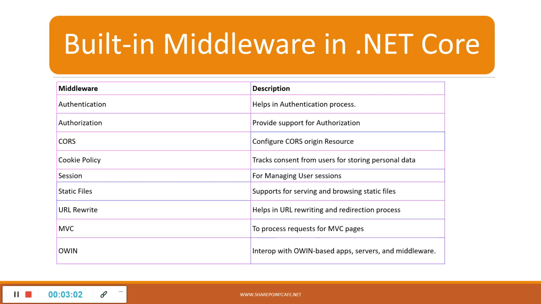There are built-in middleware available in .NET Core, like authentication, which helps in the authentication process, authorization, which provides support for authorization, CORS for configuring cross-origin resource sharing, cookie policy, session, static files, which supports serving and browsing static files, URL rewrite, MVC, and OWIN. These are the built-in middleware available in .NET Core.